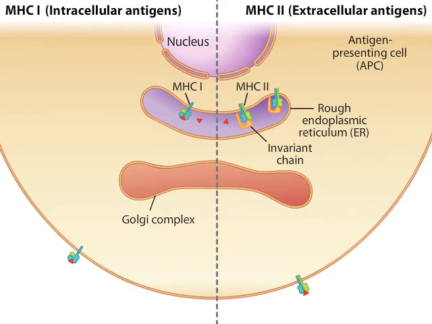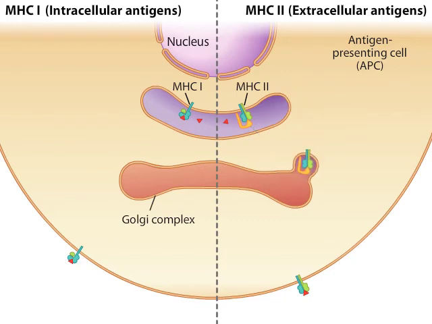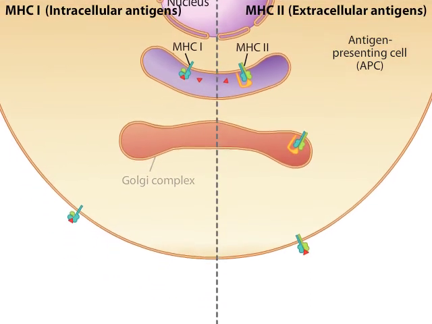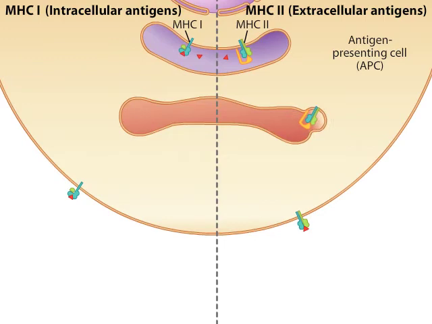MHC2 proteins, with their associated invariant chains, also bud from the ER and fuse with the Golgi complex. From the Golgi, MHC2 proteins then move into late endosomal compartments, which have proteases for digesting the invariant chain. The MHC2 protein is now poised to bind to antigens.